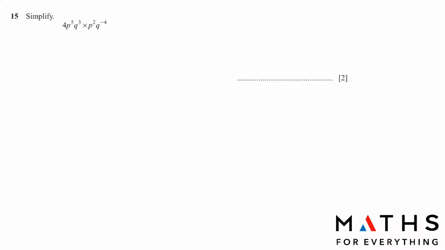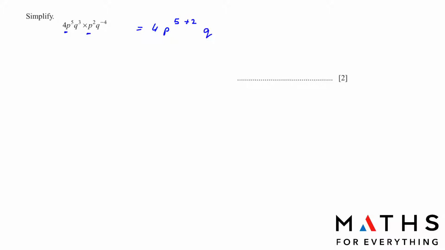Question number 15 is an indices question. Simplify this expression. Remember that whenever we multiply, we add the powers. So there are no numbers to combine, 4 will remain the same. There is p here and p here. What are the powers of p? 5 and 2. So 5 plus 2.